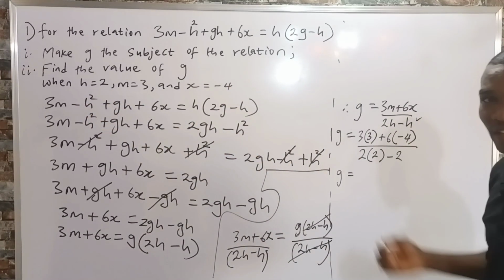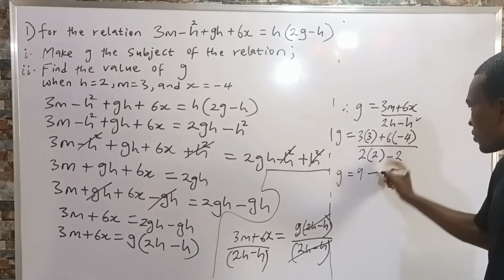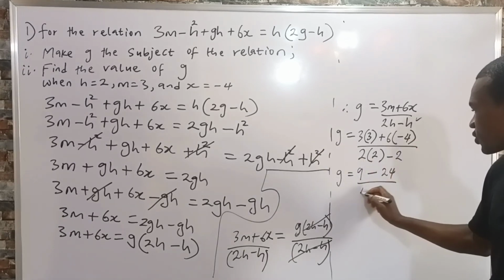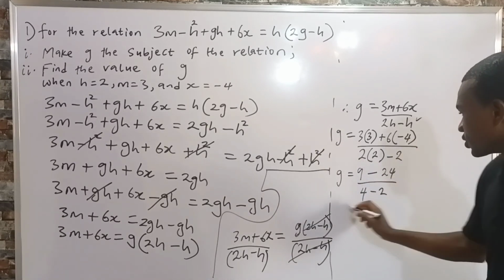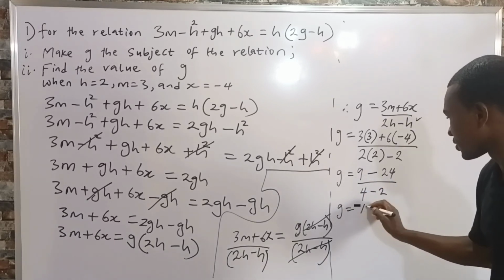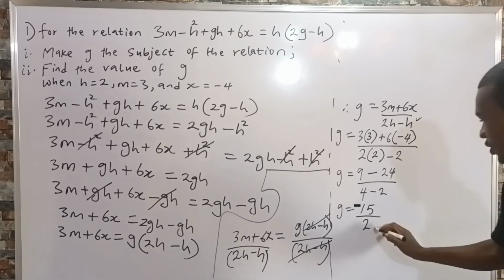Solving further, we then have that our g is equal to 3 times 3 is 9, then plus times minus is minus, 6 times 4 will give us 24, and that is all over 2 times 2, which gives us 4, and that is 4 minus 2. Solving further, we have that our g is equal to 9 minus 24, which gives us -15, and that is all over 4 minus 2, which gives us 2. So here is our final answer.